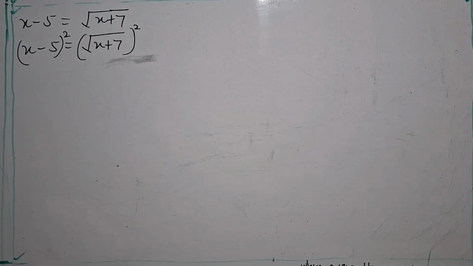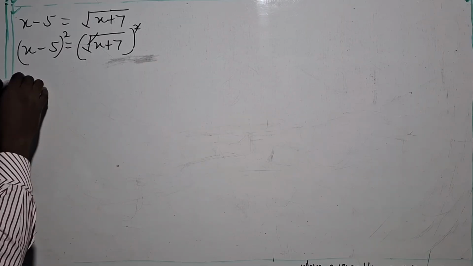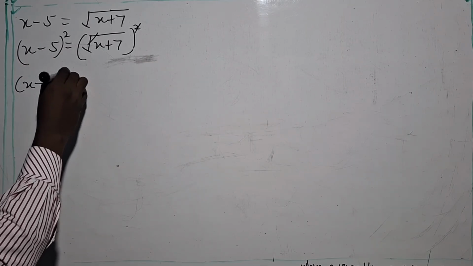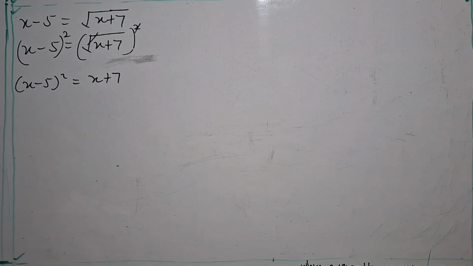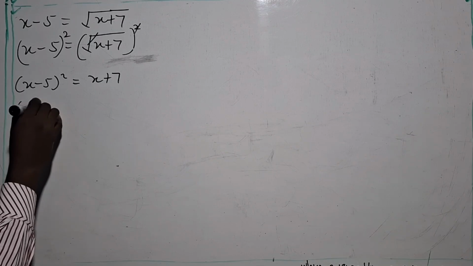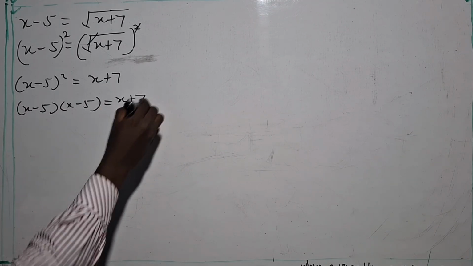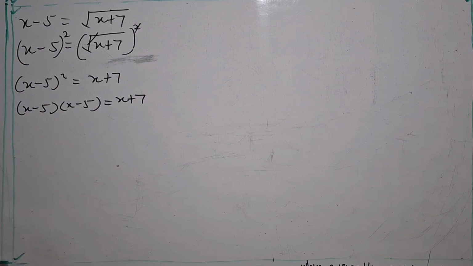We square both sides. So this is going to take out the square root, and the term x raised to the power 2 is equal to x plus 7. Now follow closely. The one in the bracket is the same as x minus 5 times x minus 5. So we have to use the binomial expansion to solve this.